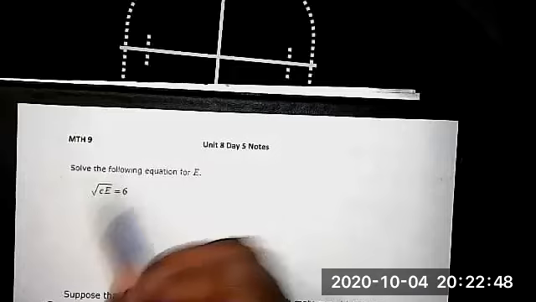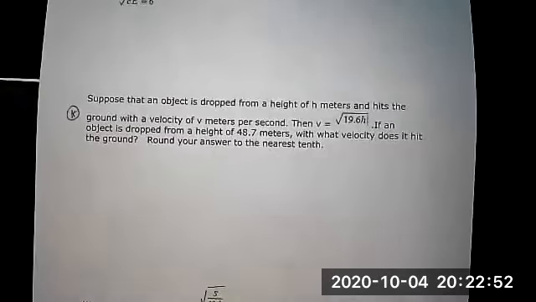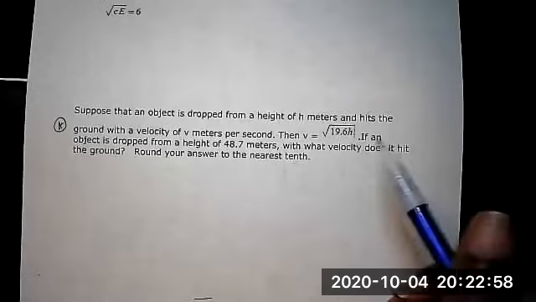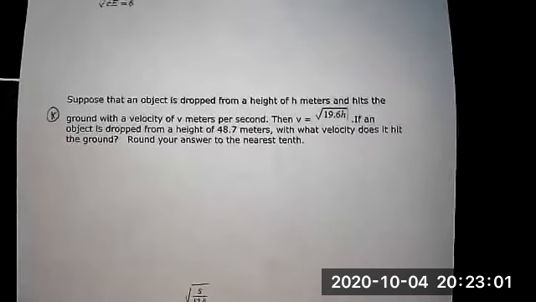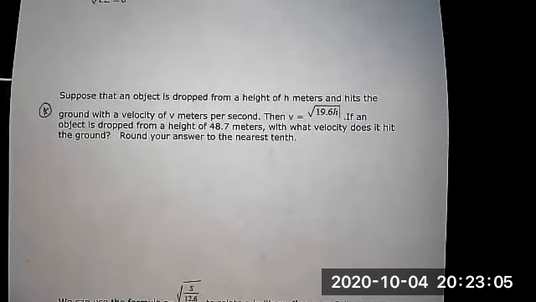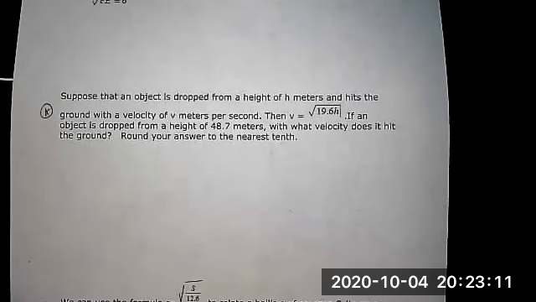I feel like you guys can do that one. We just did one just like that. Kind of follow the same philosophy. Okay. All right. So for this particular one, let's read it. Suppose that an object is dropped from a height of h meters and hits the ground with a velocity of v meters per second. Then v equals the square root of 19.6h.